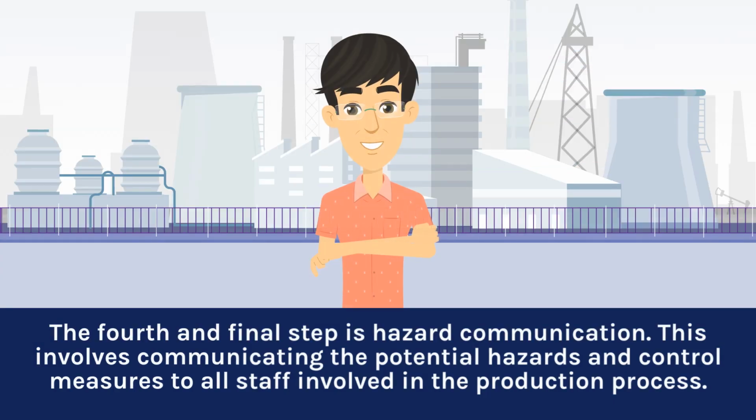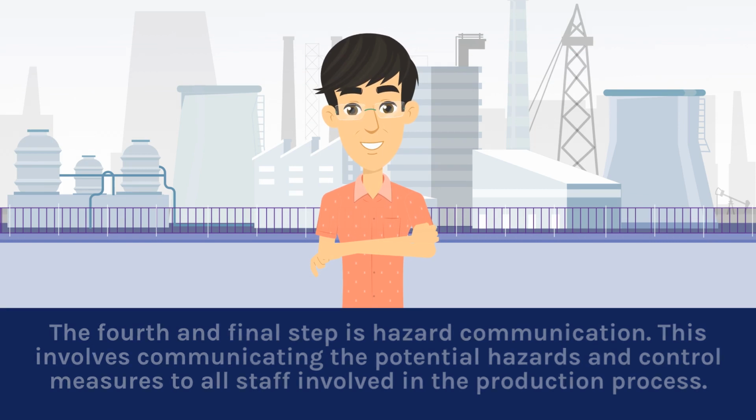The fourth and final step is hazard communication. This involves communicating the potential hazards and control measures to all staff involved in the production process.